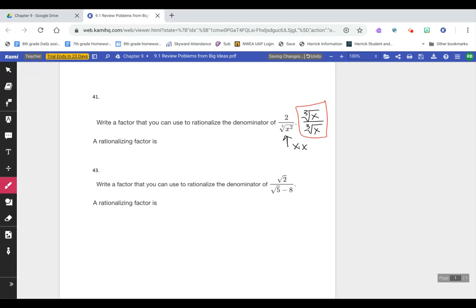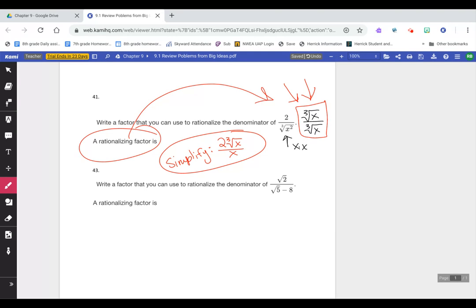Some of you went a step further, and in your final answer you gave 2 cube root of x over x. If I asked you to simplify a problem, then you definitely would have been correct. But Big Ideas just wanted the rationalizing factor, and that's that.